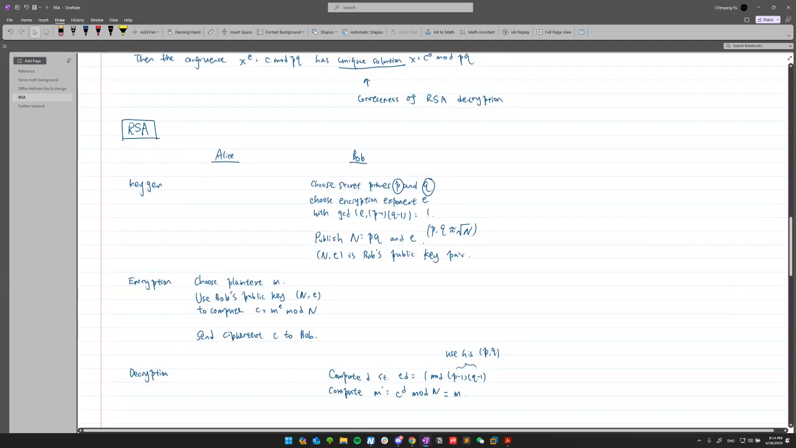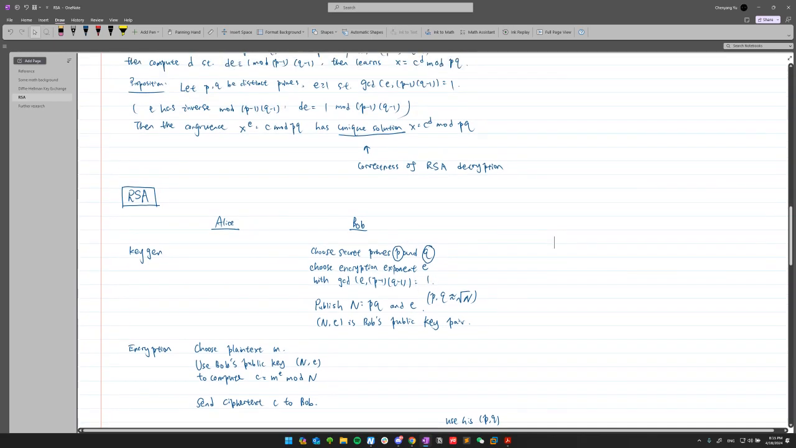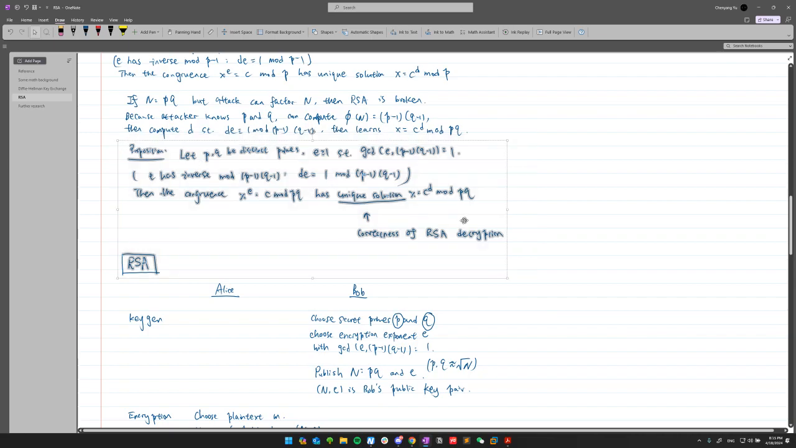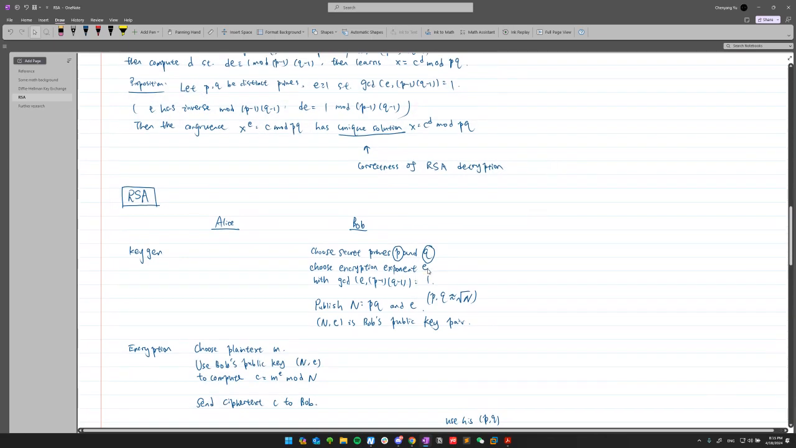So here is the actual protocol of RSA. Okay, let's go through that. Alice and Bob are talking to each other. First, Bob chooses secret primes. They must be large primes p and q. Also Bob picks an encryption exponent e, which satisfies this condition. Why is that? It doesn't matter. It has something to do with this proposition, right? So he has to pick a special e.